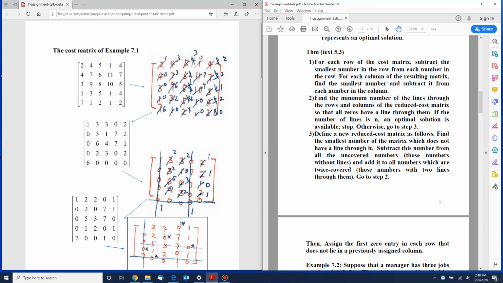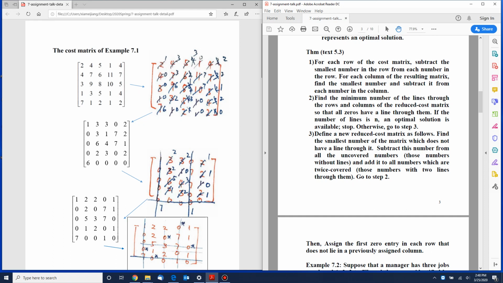If you look at the left side, the first row is 2, 4, 5, 1, 4. So 1 is the smallest number in the first row, so from each entry we subtract 1. In this way, you can see that I did it on the right side of the matrix. Then 2 becomes 1, 4 becomes 3, 5 becomes 4, 1 becomes 0, and 4 becomes 3.